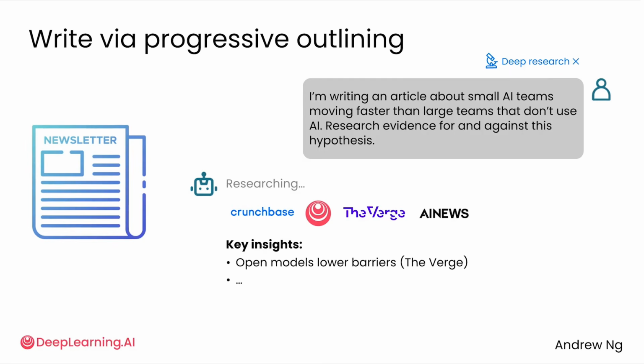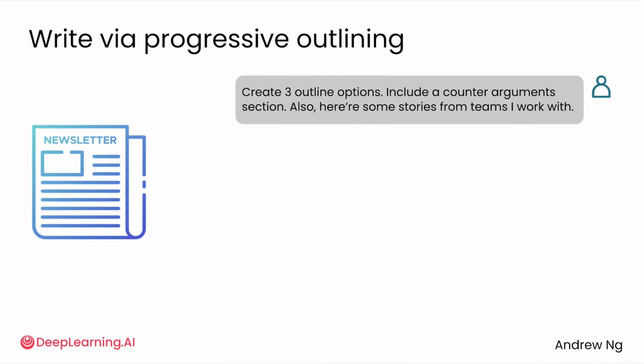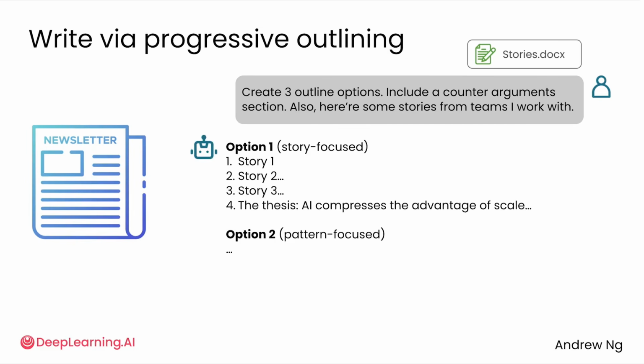Next, if you wanted help to brainstorm a handful of options for the story outline, you can tell it to create 3 different outline options. Maybe tell it to include a counter-argument section, and also provide or upload a handful of stories from AI teams, say, that you work with. With this input context, the AI may give back a few different options for what the outline for your article might look like. Option 1 could be to tell the 3 stories and then conclude with a thesis. Option 2 might explore different patterns of how AI teams work, and so on.